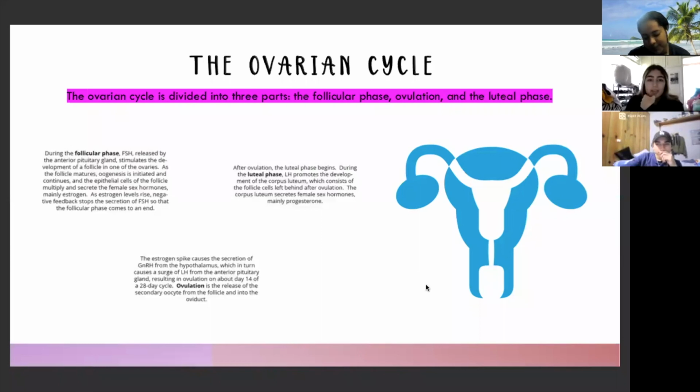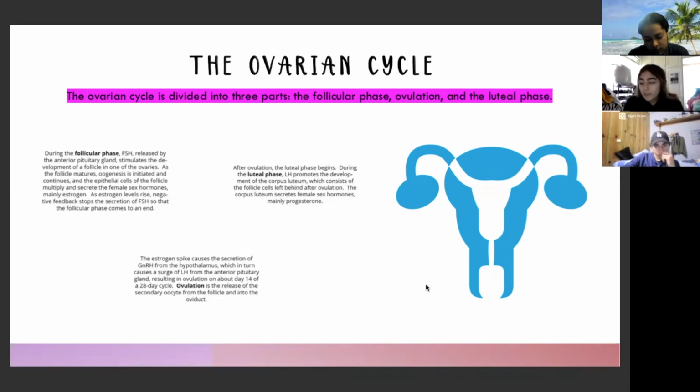The ovarian cycle. The ovarian cycle is divided into three parts: the follicular phase, ovulation, and the luteal phase. During the follicular phase, FSH released by the anterior pituitary gland stimulates the development of a follicle in one of the ovaries. As the follicle matures, oogenesis is initiated and continues, and the epithelial cells of the follicle multiply and secrete the female sex hormones, mainly estrogen. As estrogen level rises, negative feedback stops the secretion of FSH so that the follicular phase comes to an end.